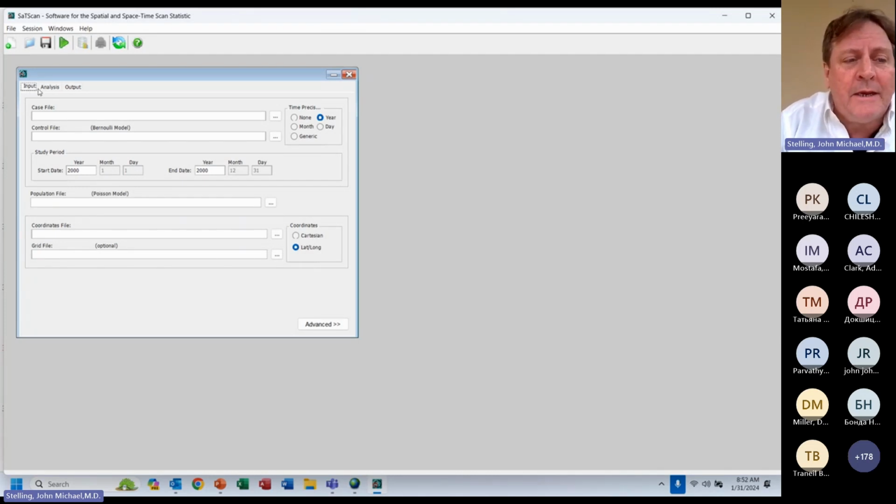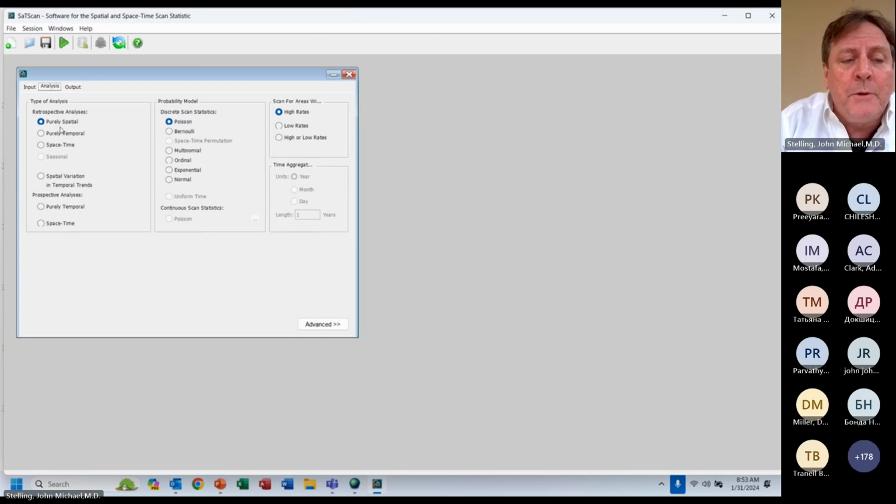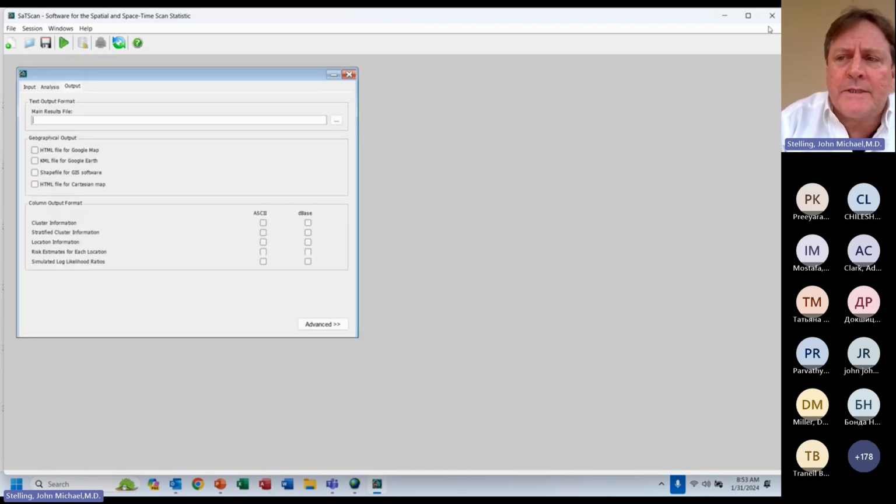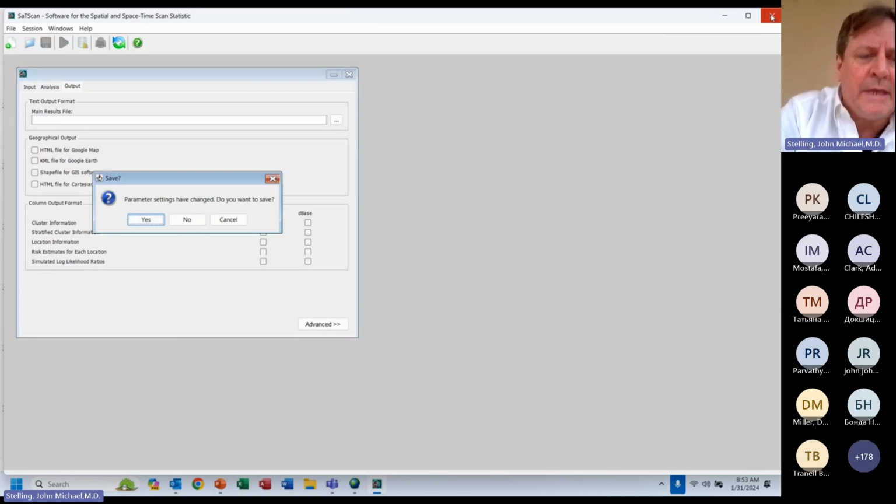I choose my input data, my analysis type: purely spatial, purely temporal, retrospective, prospective, Poisson, multinomial, high rates of infection, low rates of infection or cancer, and then the outputs. So if you want to learn SaTScan for your own research purposes, you certainly can do that.